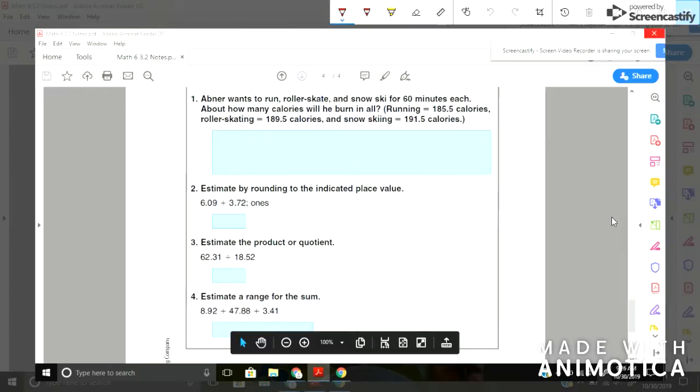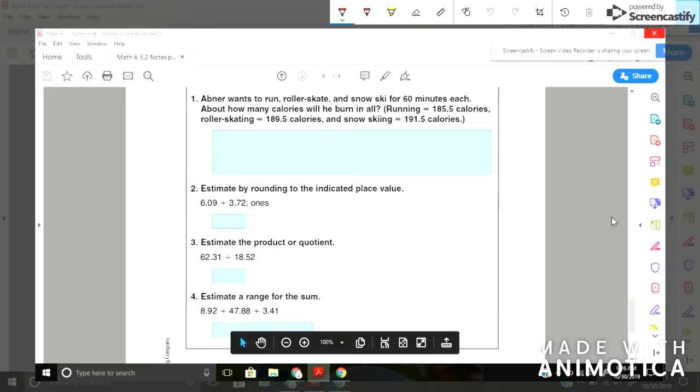All right, for number 1, it says Abner wants to run, roller skate, and snow ski for 60 minutes each. About how many calories will he burn in all? So we've got 185.5, 189.5, and 191.5. Okay. So first off, you're going to want to decide what are you going to round these numbers to? What place are you going to?